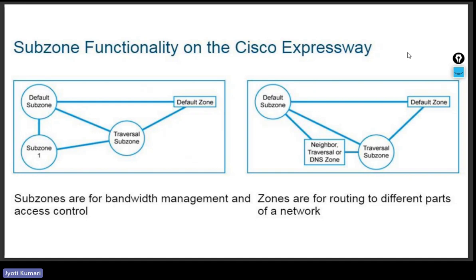This is a routing behavior. They find the shortest path, and the subzone rule will determine which bandwidth restriction, if any, will be applied to it. Based on that, it will be allocated the corresponding amount of bandwidth.